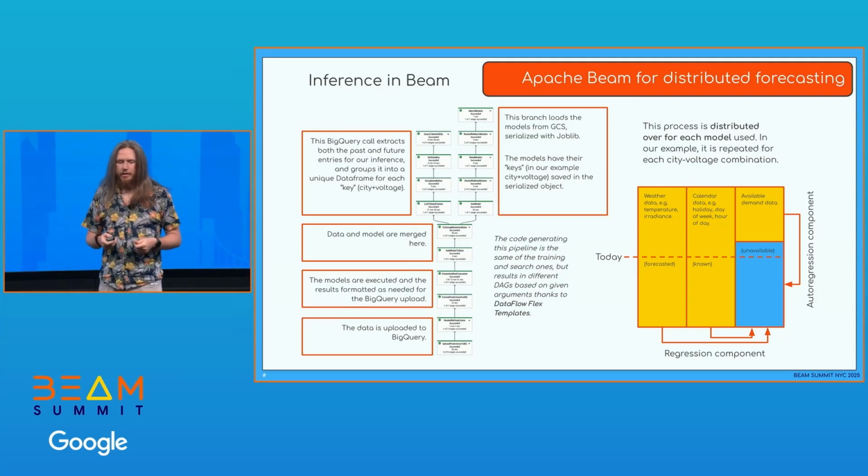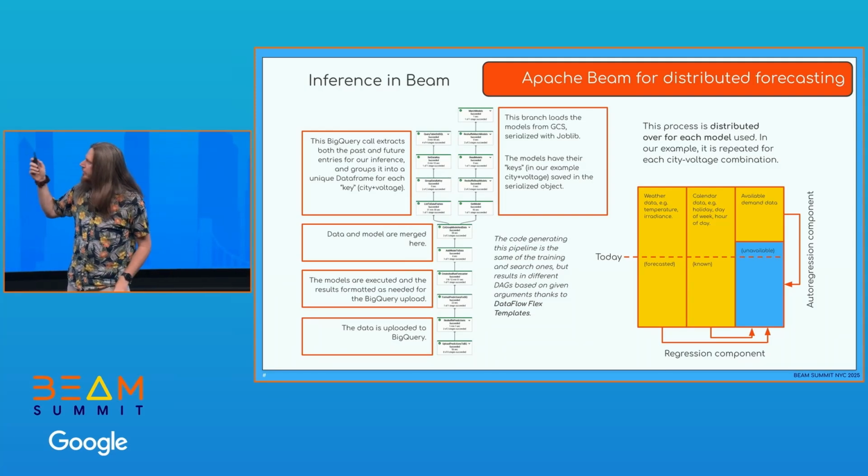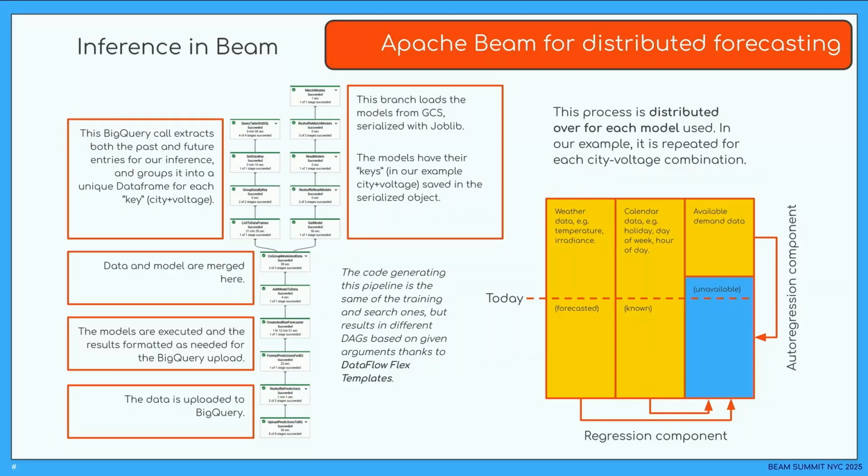Let's go a little bit deeper with the inference. Basically, this is the pipeline. It's kind of simple. On one side of the branch, we take all the BigQuery data, aggregated in this case for city and voltage. On the other one, we take the models from Google Cloud Storage, serialized with joblib. We merge them, and then we just run, in this case, maybe 10,000 or 20,000 models. We distribute over them, and we do inference.